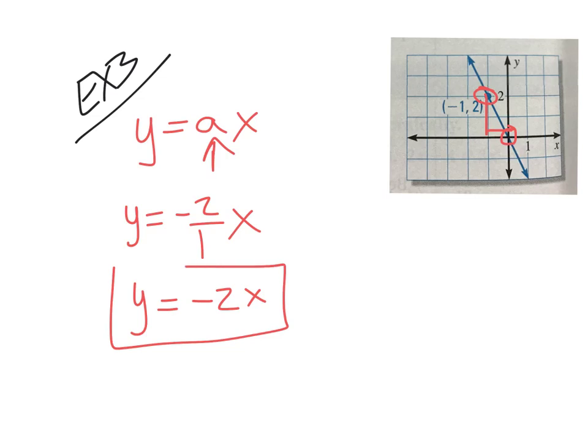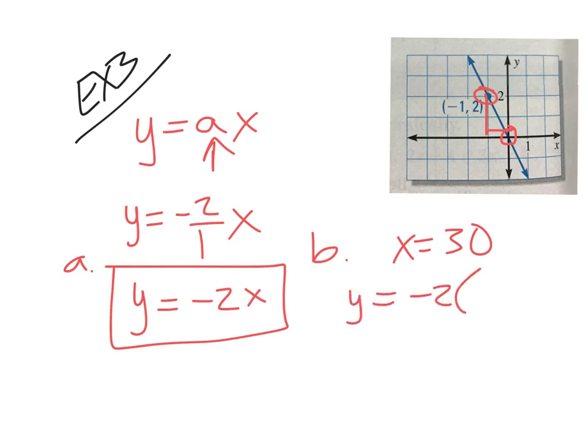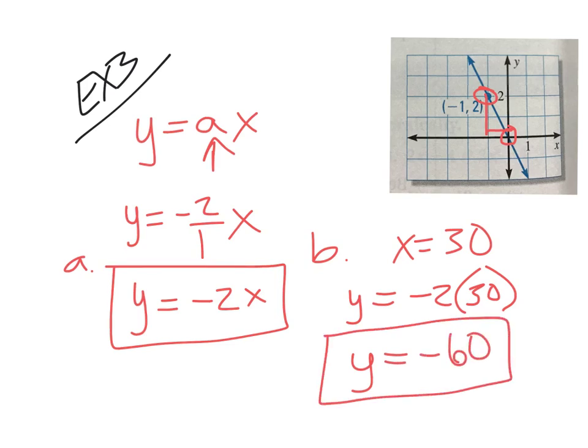So this is my direct variation equation. And then for B, they ask you to find the value of y when x equals 30. So I just take my equation and I plug in 30 wherever the x is. What is 30 times -2? -60. Solved.